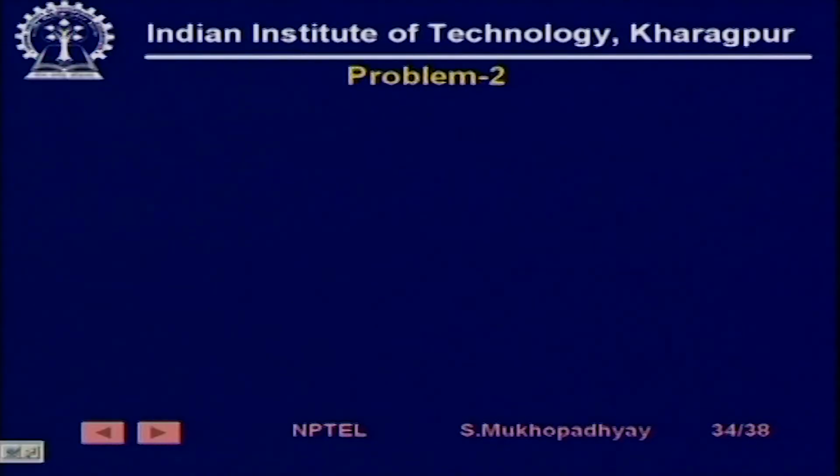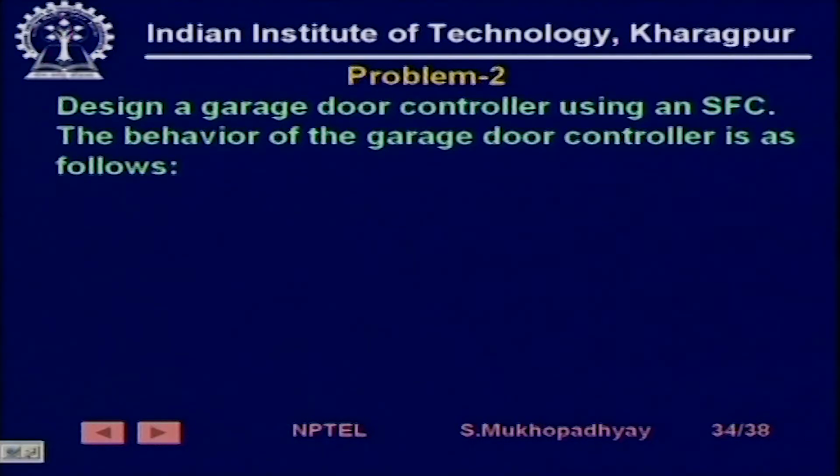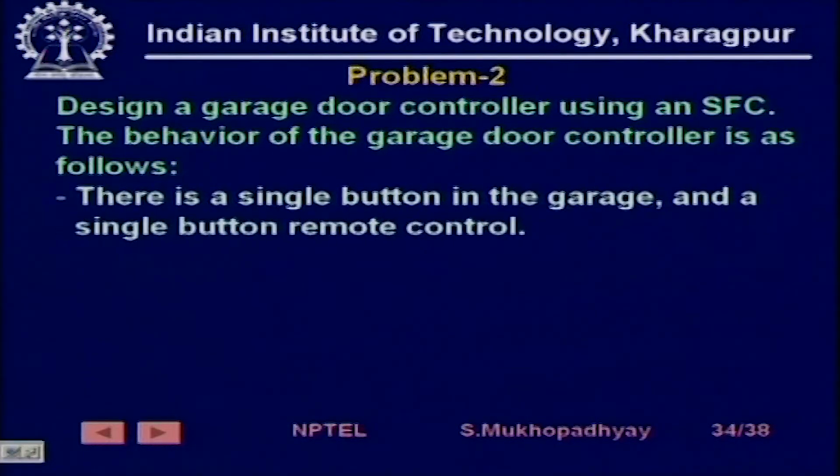For example, we may find that some things are not stated. For example, let us look at the SFC of this problem. So, for the time being, we will skip this, or okay, let us look at problem number 2 next and then we will go to the SFCs. The next problem says design a garage door controller using an SFC. The behavior of the garage door controller is like this. There is a single button in the garage and a single button remote control.